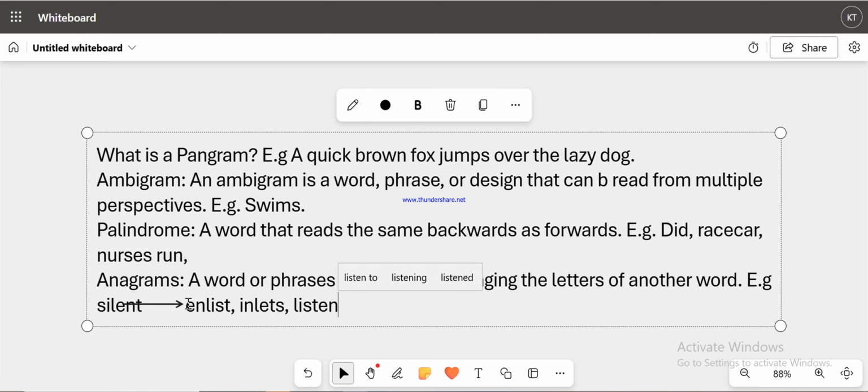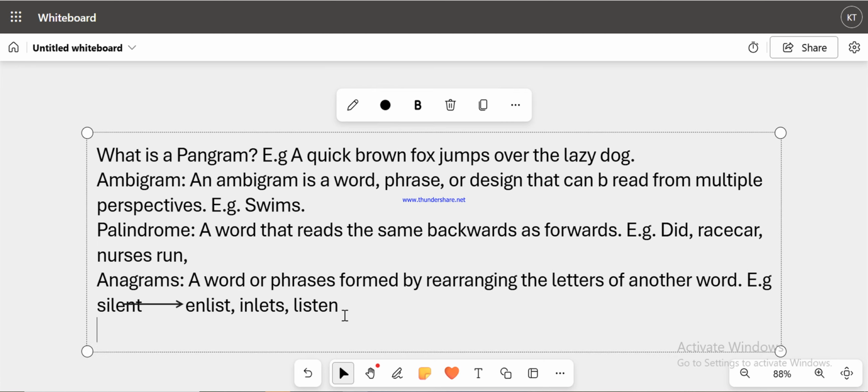So this is a practical demonstration of what anagrams are. It is just a way of getting another word from a given word. From the word silence, we have enlist. You can enlist a soldier. You can have inlets. You can have the word listen. These are interesting things you can always bear in mind when it comes to the English language.